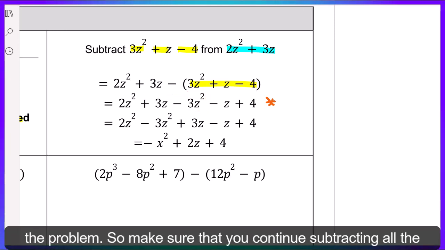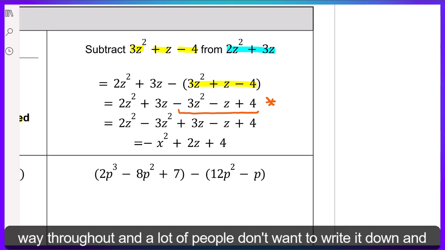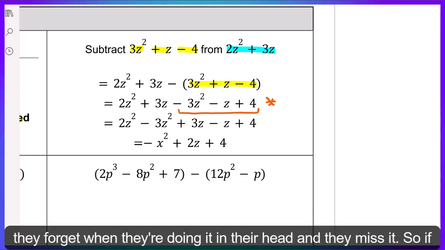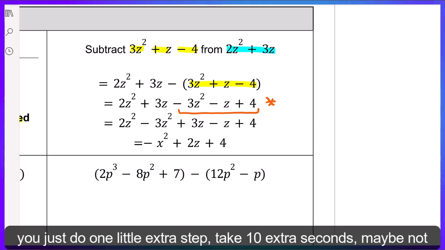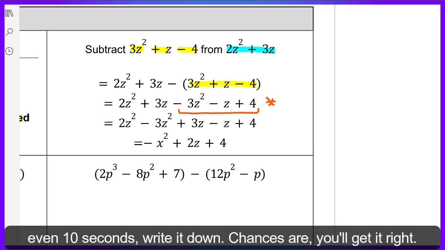So make sure that you continue subtracting all the way throughout, and a lot of people don't want to write it down and they forget when they're doing it in their head, and they miss it. So if you just do one little extra step, take 10 extra seconds, maybe not even 10 seconds, write it down, chances are you'll get it right.